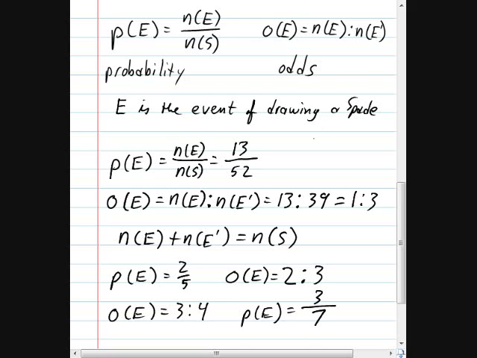Again, these may have been reduced numbers. For example, considering our previous example of drawing a spade, the probability reduced to 1/4, but the idea still works. If the probability is 1/4, then the odds are 1 to 3. If the odds are 1 to 3, then the probability is 1/4.